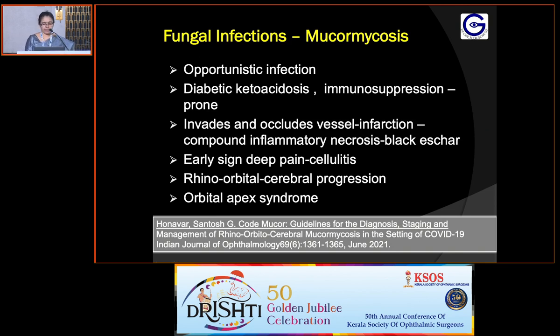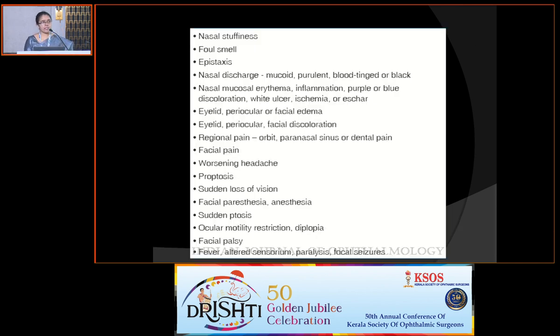This is the postoperative resolution of the mucormycosis. So we are all very familiar with mucormycosis treatment because of COVID. Opportunistic infection, diabetic ketoacidosis, inverse and occluded vessel, early sign, early deep pain, rhino-orbital progression. It is very important to identify the mucor, because in mucor the characteristic of lid edema is like what we have seen with optic disc edema. Since the pathology is ischemia, you see edema without inflammation.